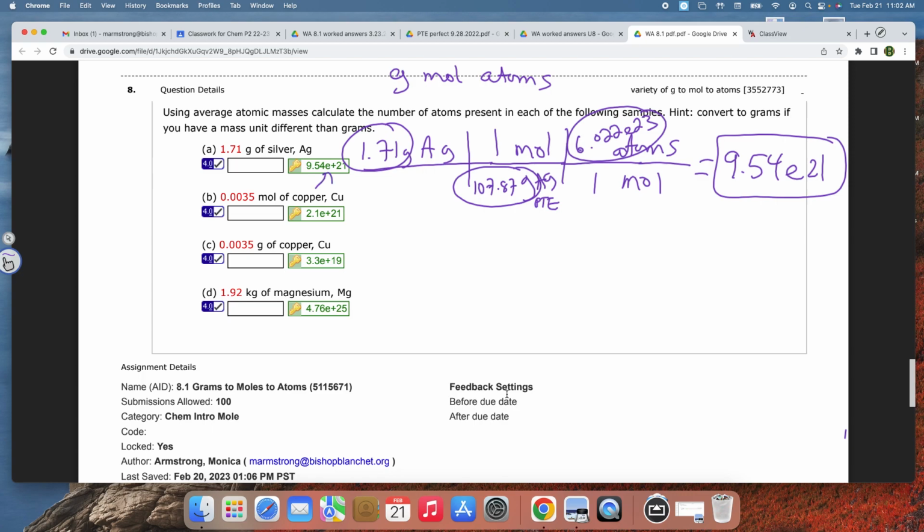Again, how you plug it in to WebAssign is E. You don't need that plus sign there, but if it is a minus, you have to put the minus in there because it's assumed that it's plus.